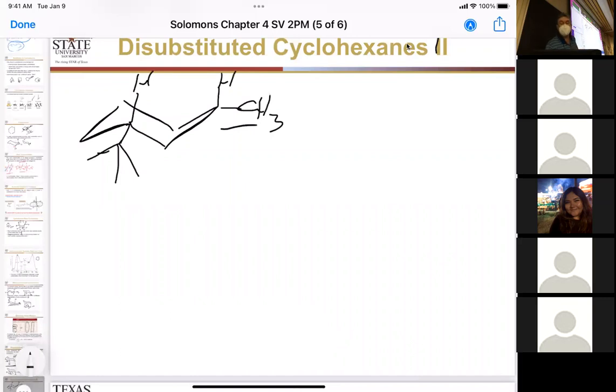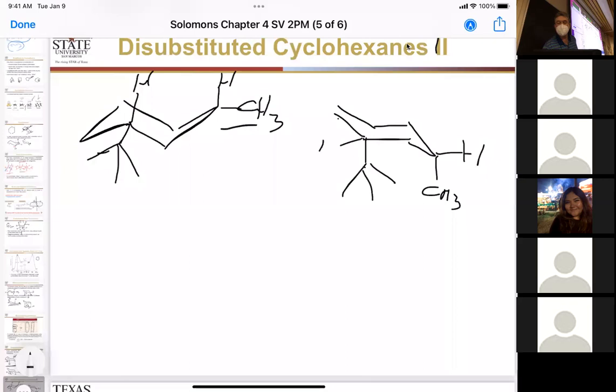Okay, so if we were to flip this, we would have them both in an axial position right here. So which of these is favored in an equilibrium? Left or right? The left one, because these are both in that equatorial position.